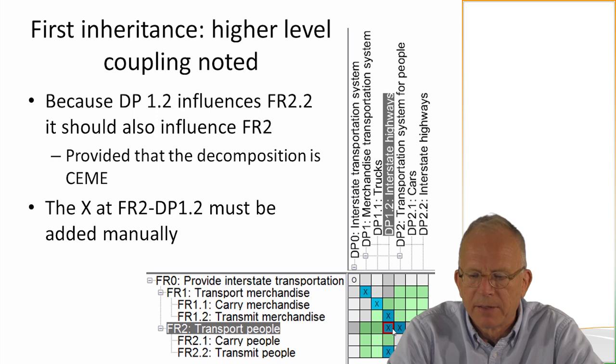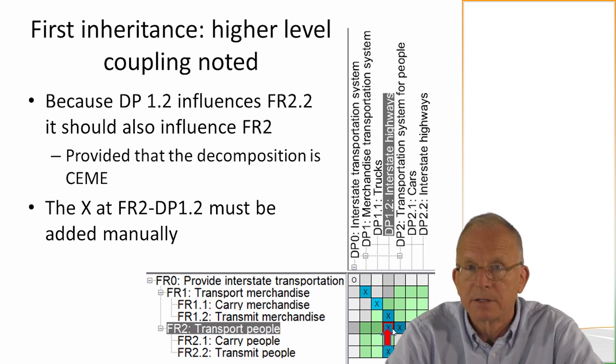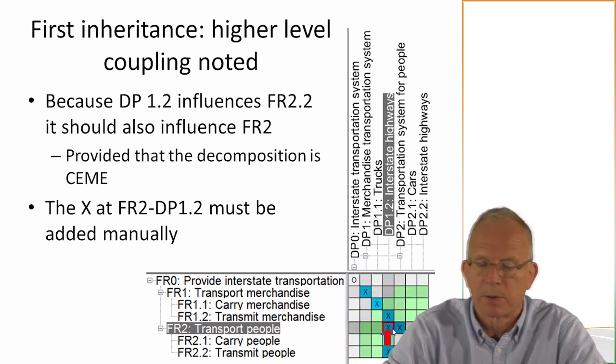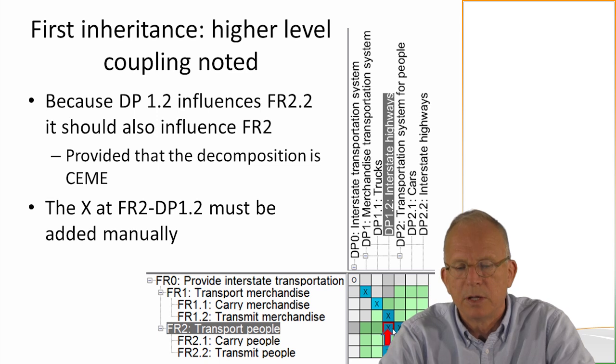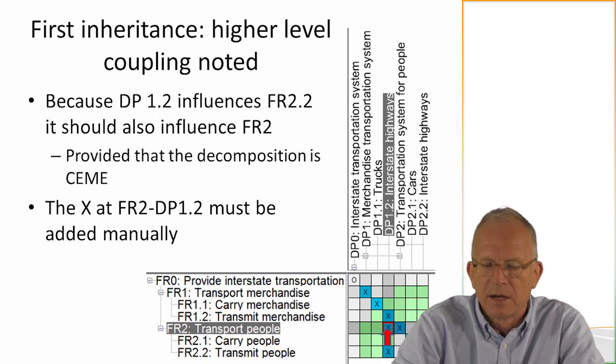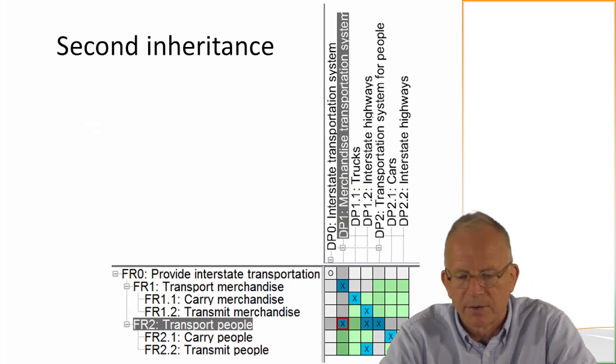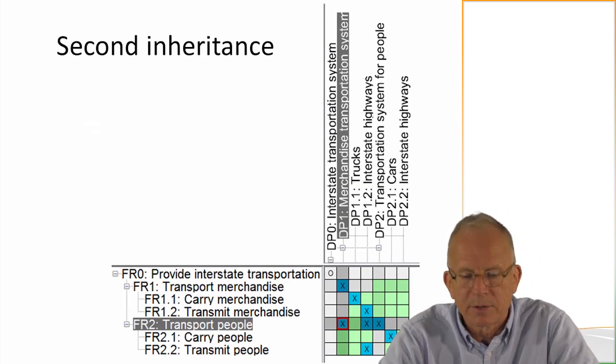And this is provided the decomposition is CME. And we have to enter that X manually. So that sort of coupling gets promoted up to the parent of transmit people. So then, where else can this go? Well, so we have the first inheritance.